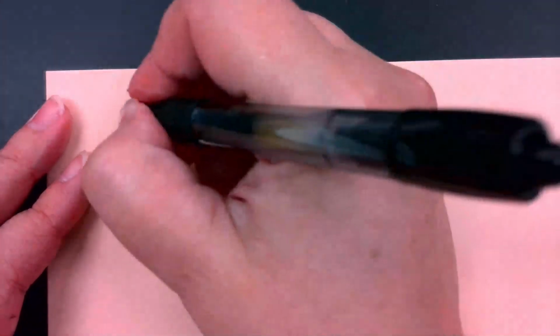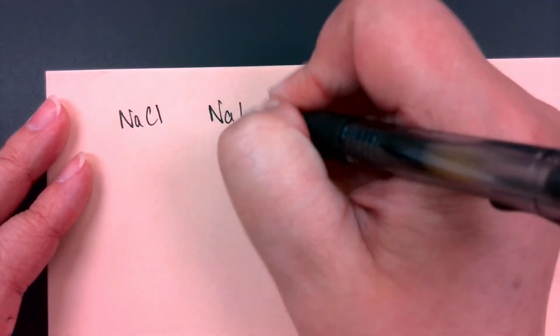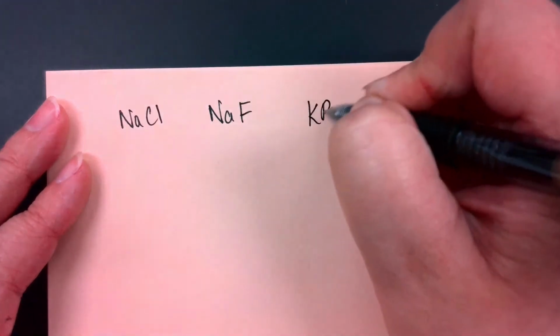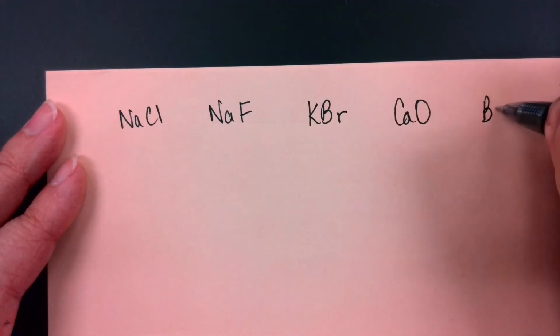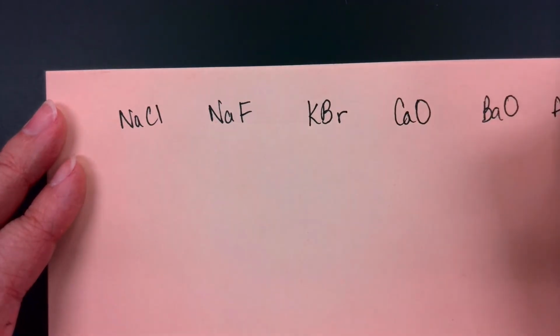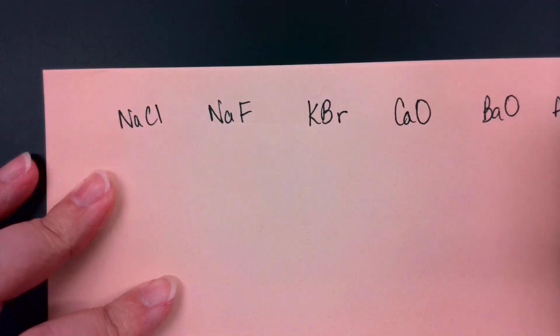And next we're going to put a series of compounds in order from most attractive to least attractive. These are our choices: NaCl, NaF, KBr, CaO, BaO, Al2O3, and CaCl2.